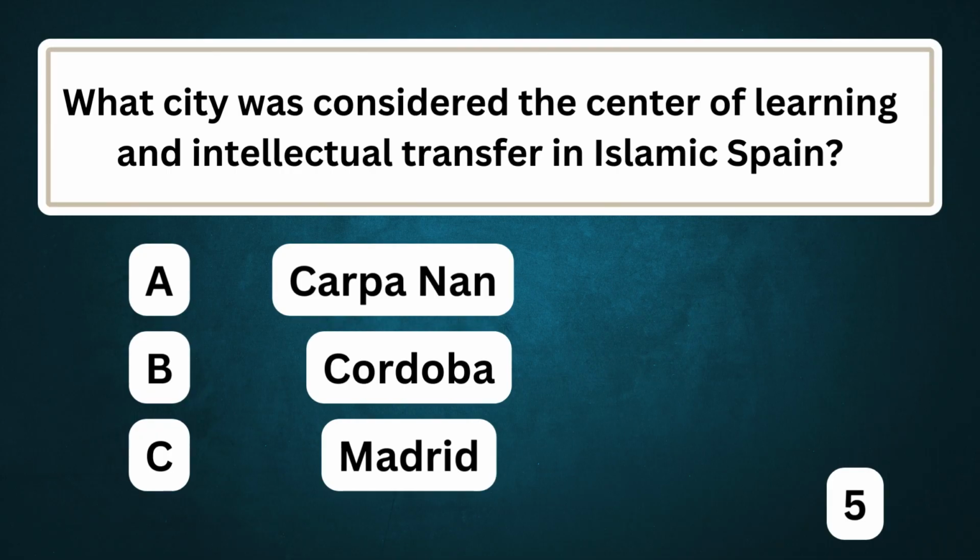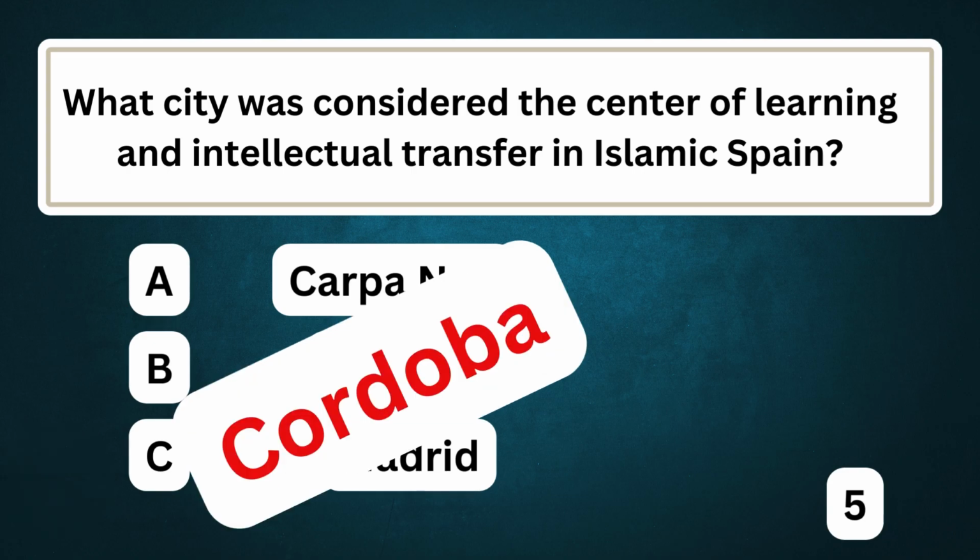What city was considered the center of learning and intellectual transfer in Islamic Spain? Cordoba was the center of learning with the largest library and universities in Islamic Spain.